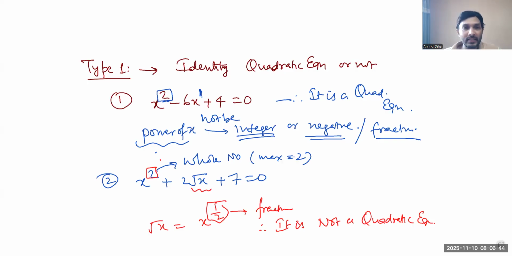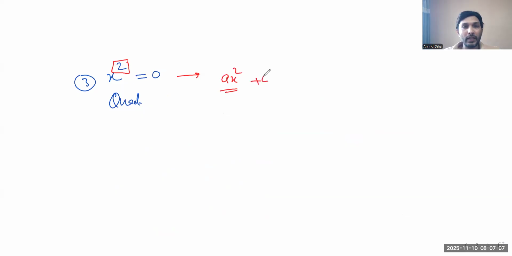Now let us move on to the third example. Let's say it is x square is equal to 0. Again it is a quadratic equation because it has maximum degree 2. You might be thinking that only the ax square term is present, and bx plus c is not there. But if the maximum degree is 2, it fulfils the condition, so it is a quadratic equation. Got it?